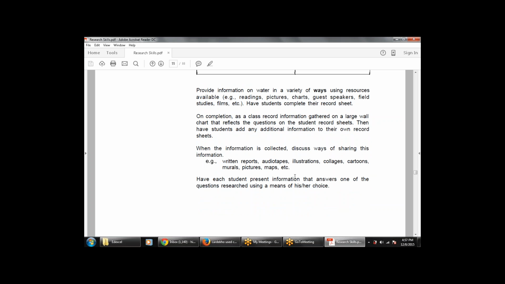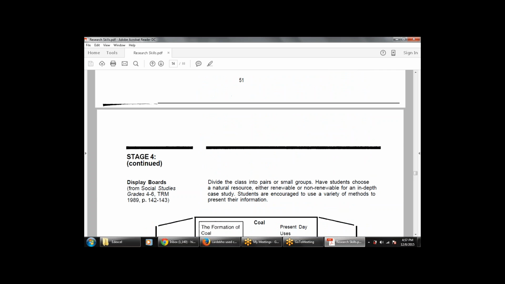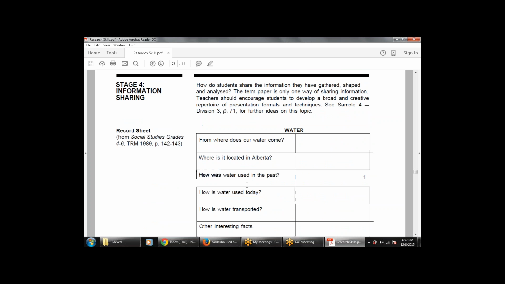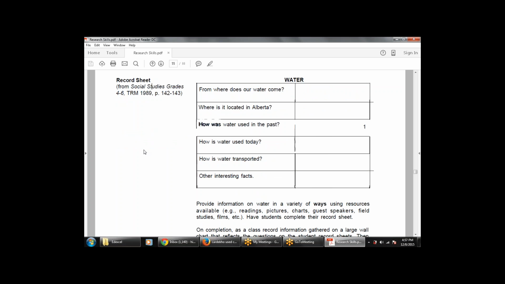Have each student present information that answers one of the questions, using the research activity. This is one way by which we can share the information, by maintaining the record sheet. The sheet will be maintained and the records will be entered in that sheet.